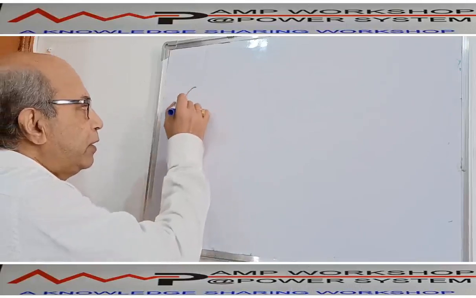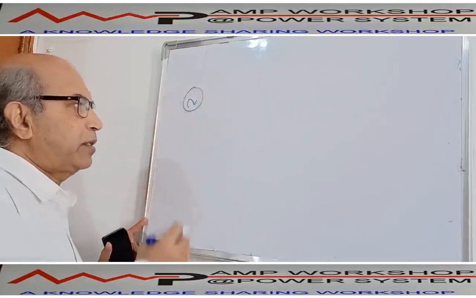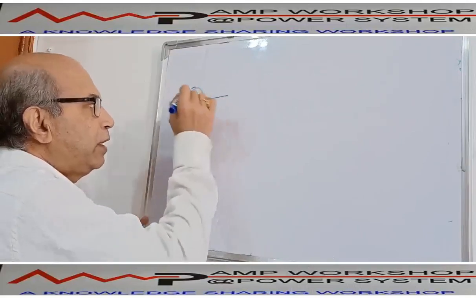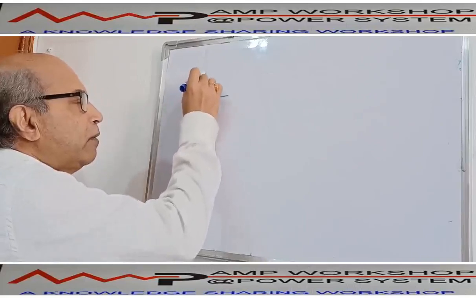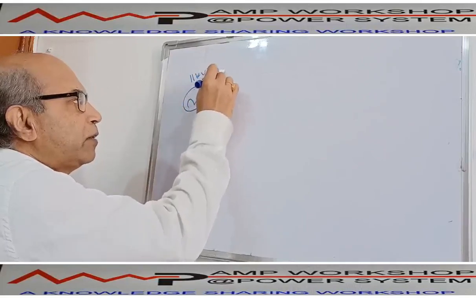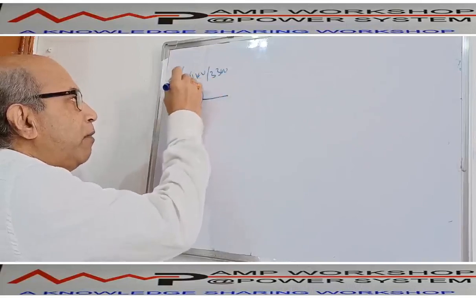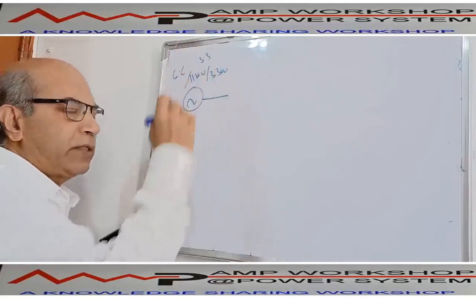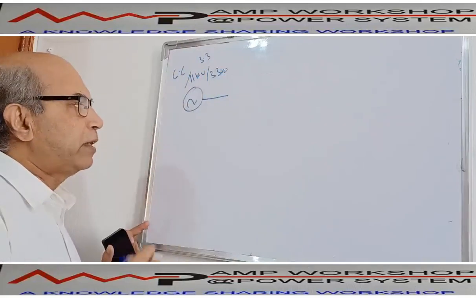This is a generating plant where the generators are located. From the generators, it may be 11 kV generators, or 33 kV generators, or 6.6 kV, or it can be 3.3 kV. There are various voltage levels available.